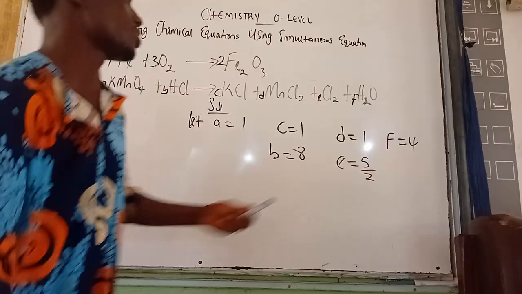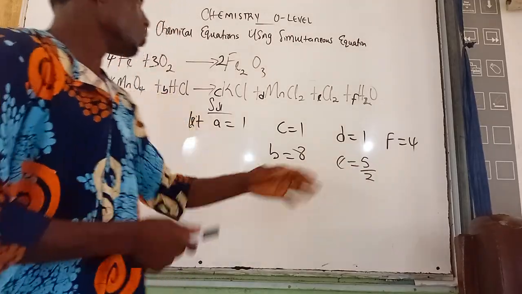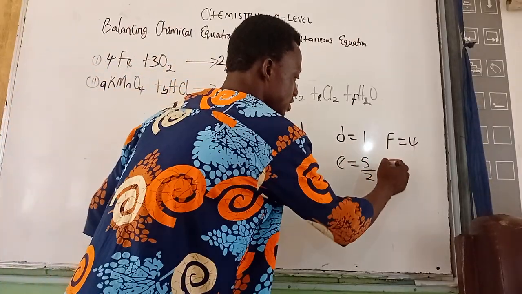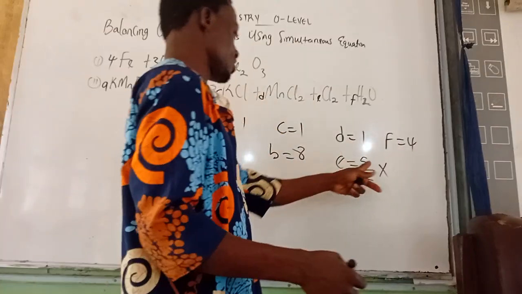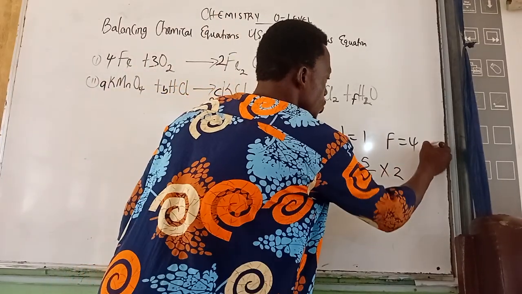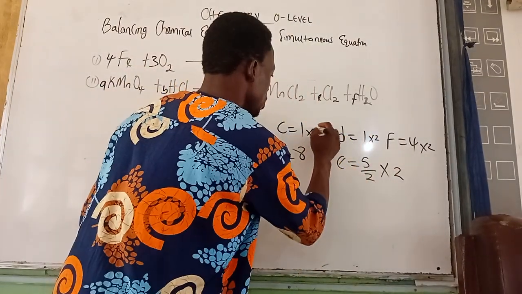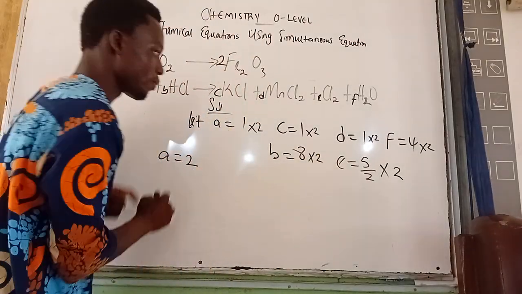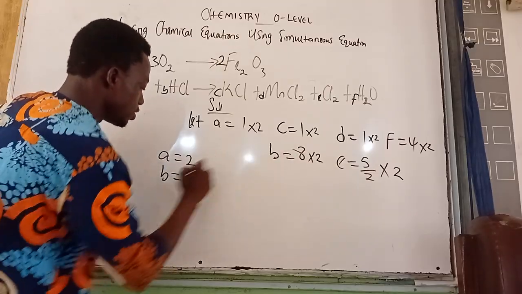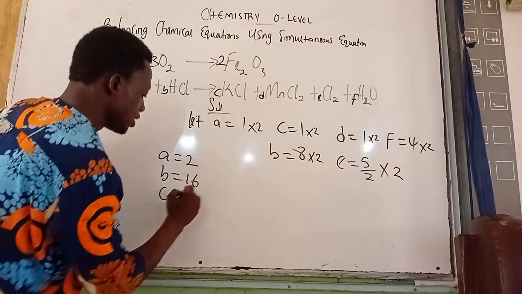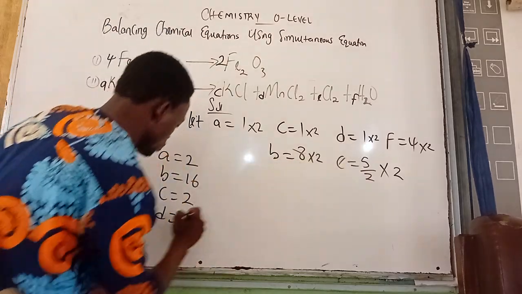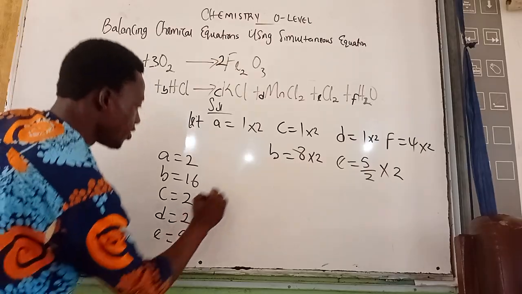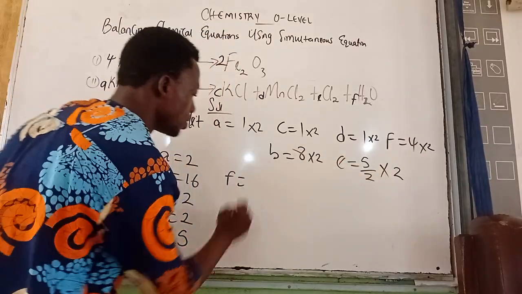But assuming this is just 5 alone, we just apply everything, A is 1, C, but there's a fraction. So you are going to multiply everything by the denominator, the highest denominator, since this one is the only fraction. So times 2 on everything. That means A equals 1 times 2, 2. B equals 8 times 2, 16. C equals 1 times 2, 2. D equals 1 times 2, 2. E equals 5 over 2 times 2, 5. F equals 4 times 2, 8.